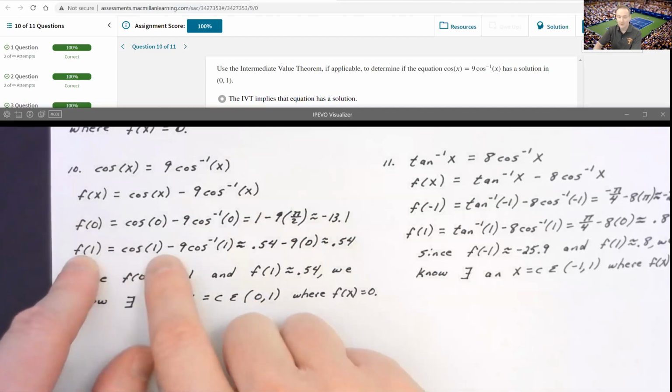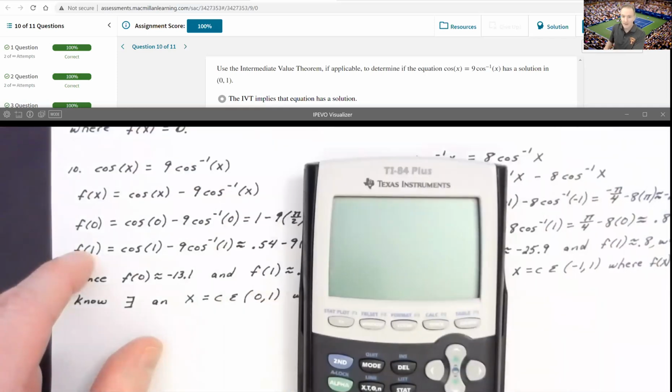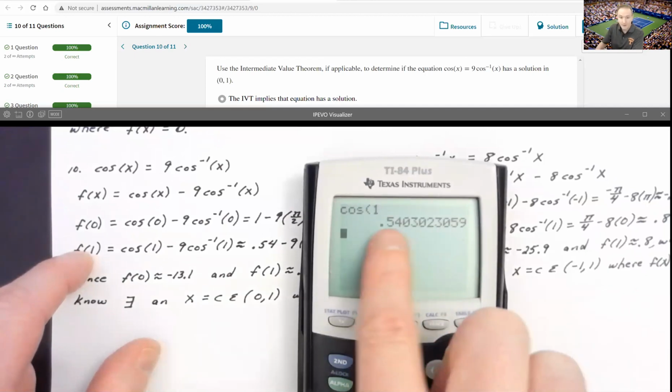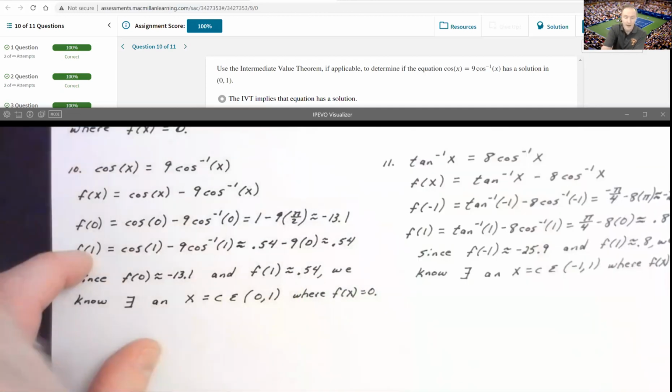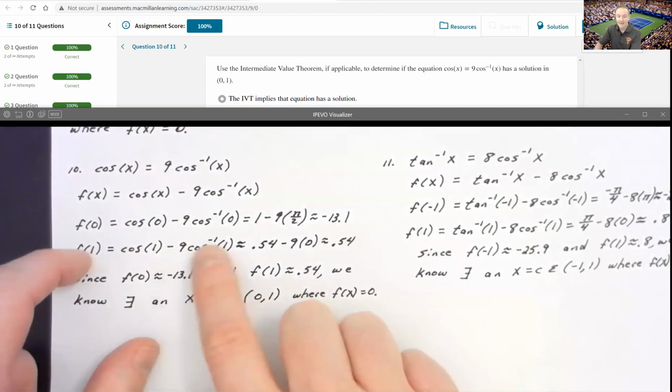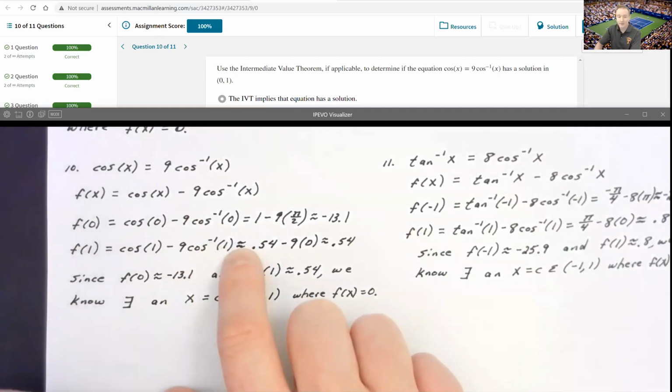The cosine of 1 radian is not going to be a pretty number. I went to my calculator to assist with that, and you'll see I just went in here and said it's the cosine of 1 radian. I got 0.540. That's where that came from. Now, minus 9 times the inverse cosine of 1. Now, that's not hard at all.